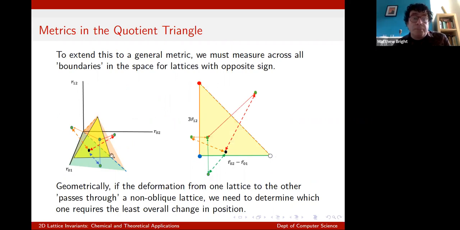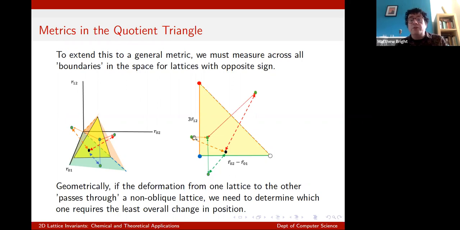The problem, or rather the complexity, in the case of trying to extend this to a metric in general, to say, well, let's measure just the distance between any two points in this space, is that for lattices of opposite sign, we can't really do that. Not only do we have to consider a reflection across the boundary we happen to have glued on, but we do actually have to consider the distance across all such boundaries. You can think of this geometrically as the idea that if I have to deform my lattice through a symmetric point, through a point that has higher symmetry, I can't really know in advance which one that is. I can't know which direction to go. I've got to test them all, as it were.